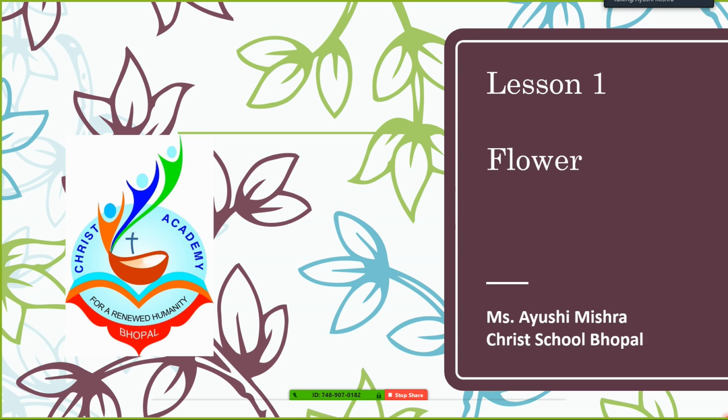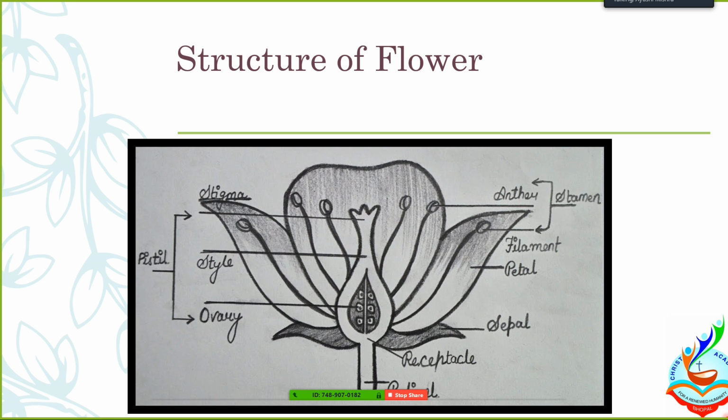So today we are going to discuss lesson number 2, the flower. First we will discuss the structure of a flower. A flower is the most attractive part of the plant, as we all know. A flower develops from the bud.